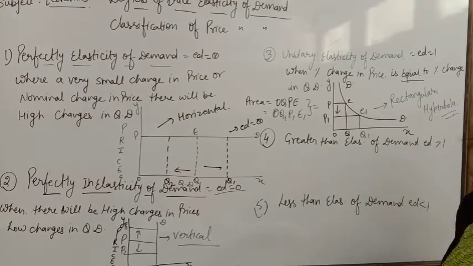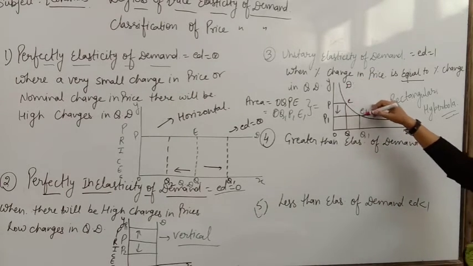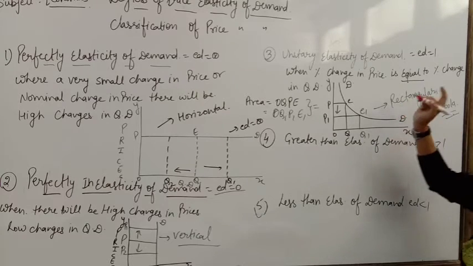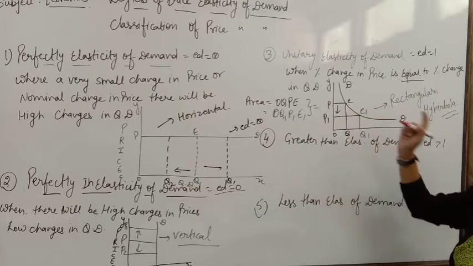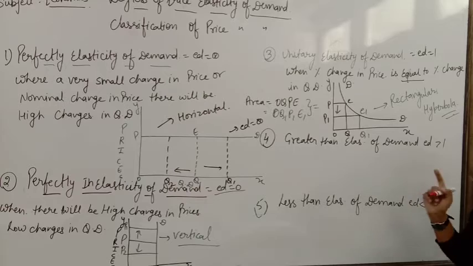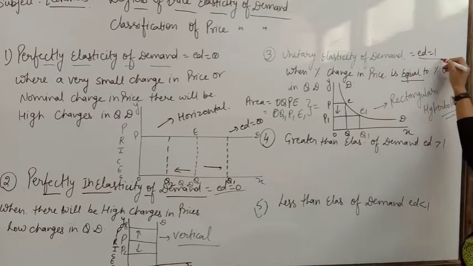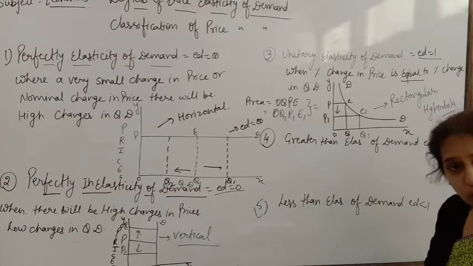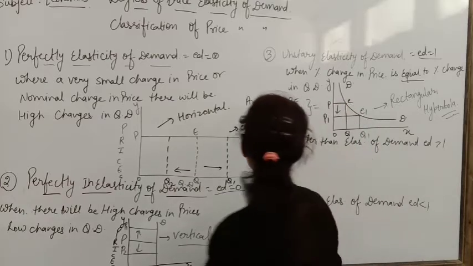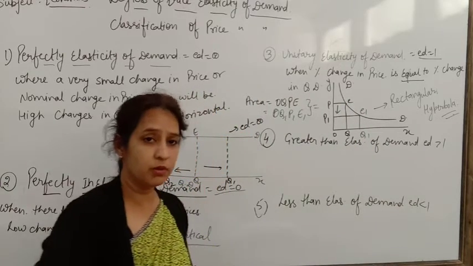When the demand curve is a rectangular hyperbola, this shape is known as a rectangular hyperbola, in which all the areas remain the same. So the unitary elasticity of demand will be ED equal to 1. Clear? Now the next, greater than one elasticity of demand.